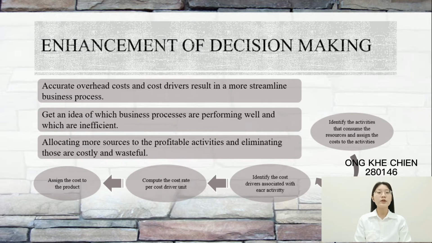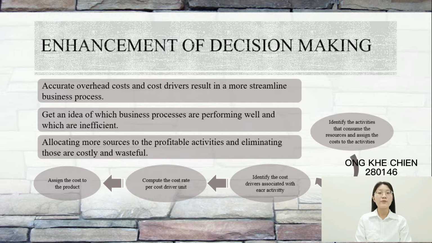When a more accurate cost is determined, the organization can enhance its decision-making by using the activity-based costing system. More accurate overhead costs and cost drivers identified by using the activity-based costing system result in a more streamlined business process.